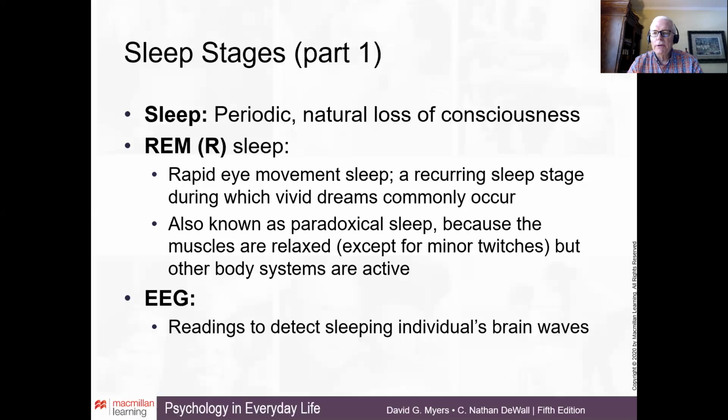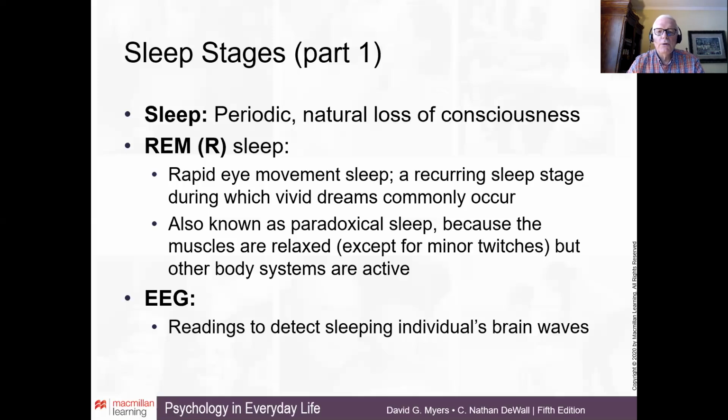REM sleep is also referred to as being paradoxical. When something is paradoxical, it's sort of the opposite of what you might expect happens. Because while we are asleep, our muscles become very relaxed when we are in REM sleep. In fact, we experience a kind of temporary paralysis when we are in REM sleep. You may have experienced this before if you wake up in the middle of REM sleep and it's hard for you to move your arm or your leg, for example.